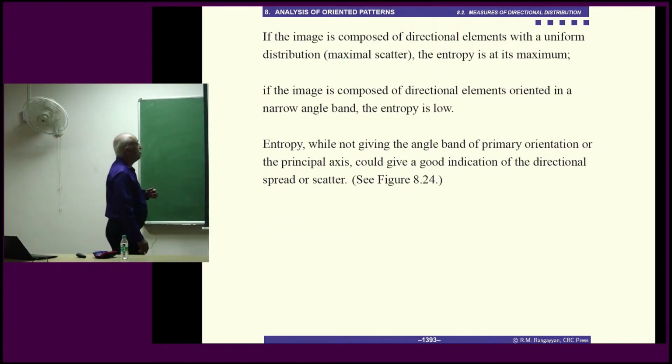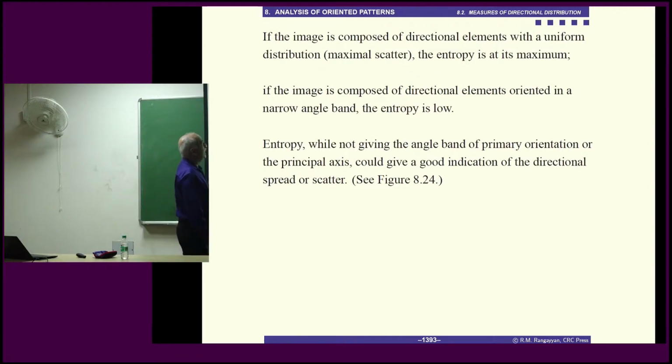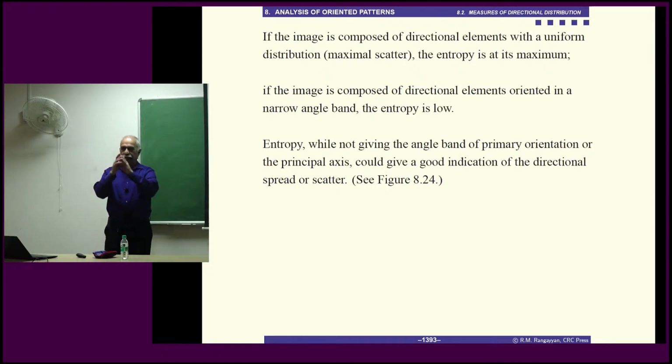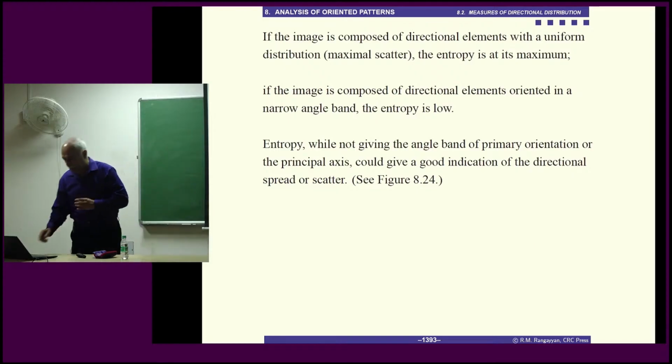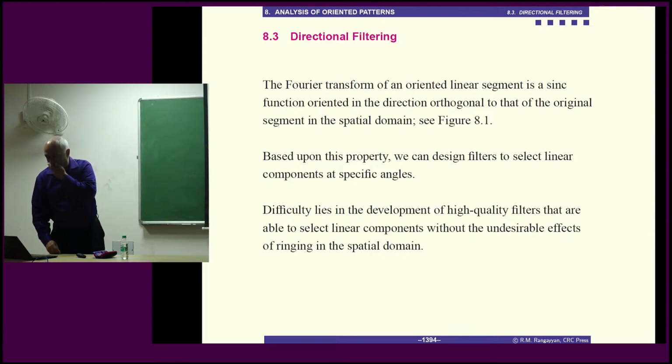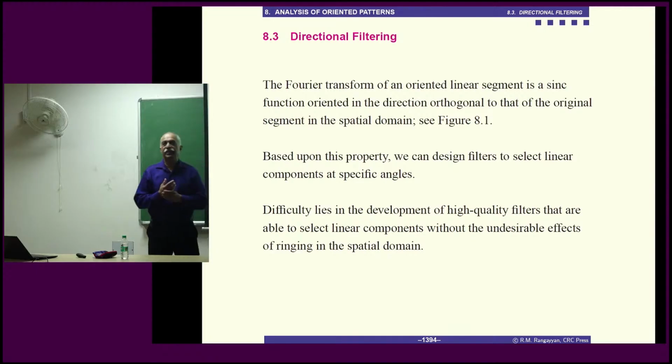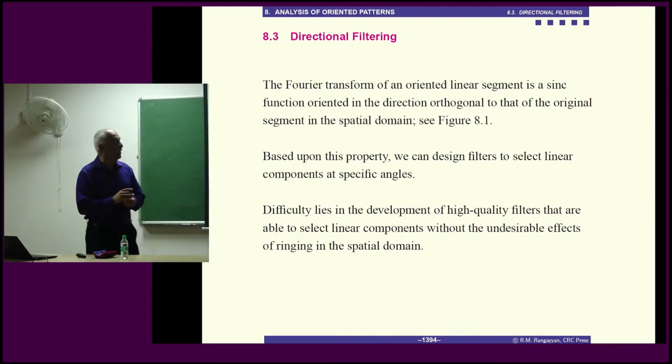So the entropy is not giving the angle band of primary orientation or the principal axis, but it gives you the spread, similar to variance that we saw. Variance is also a spread. Entropy is also a measure of spread of the distribution. All right? Any questions about this?